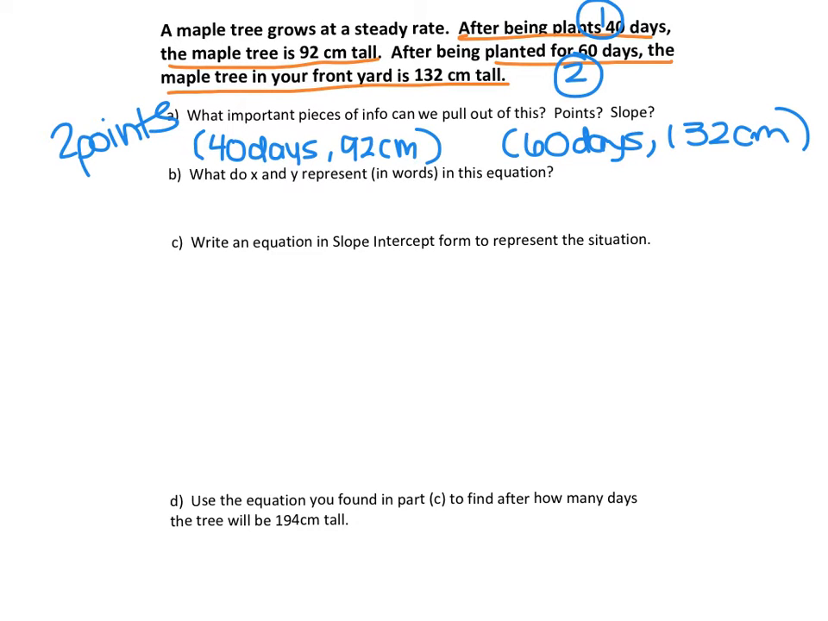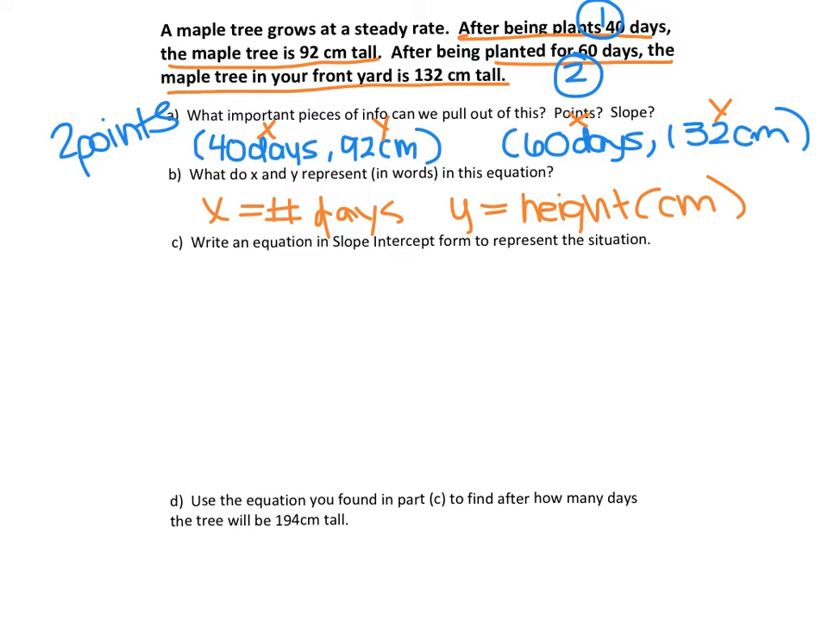Now, my next part of this problem says, what do x and y represent in words in this particular equation? So here what we have is x, y, x, y. And what I'm noticing is that x represents the number of days, and y represents the height in centimeters. So as we find our equation, x is going to represent the number of days, and y is going to represent the height in centimeters.